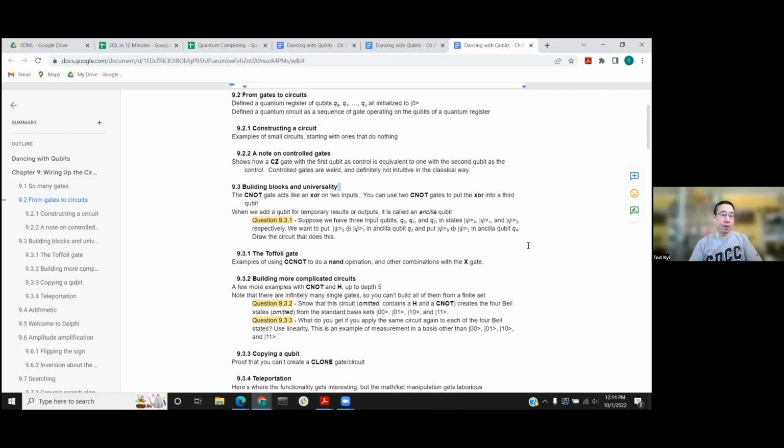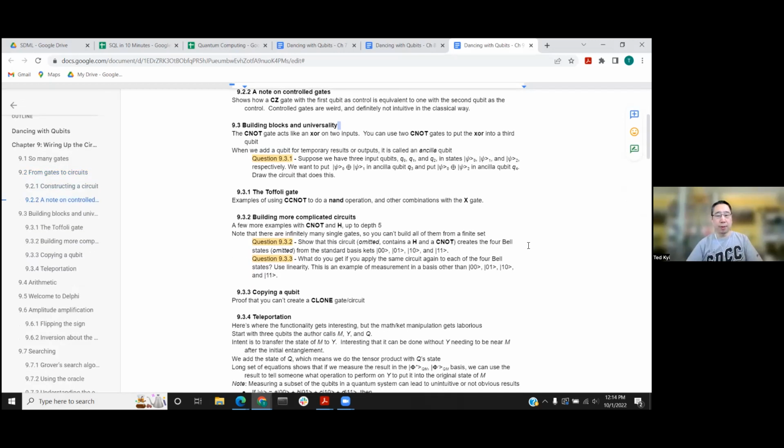So let's see here, some more examples using CC0. You can create a NAND type operation, and then there's some other combinations with the quantum X gate just to see what actually happens if you do these. So then finally, some more examples where up to depth 5, some different things using C0 and the Hadamard gate. And so now we're starting to do some real computation with these.